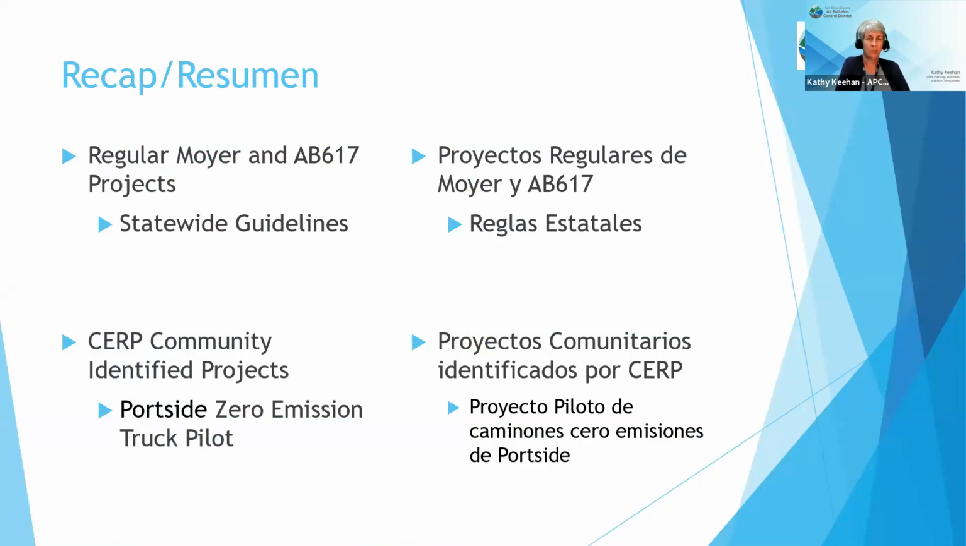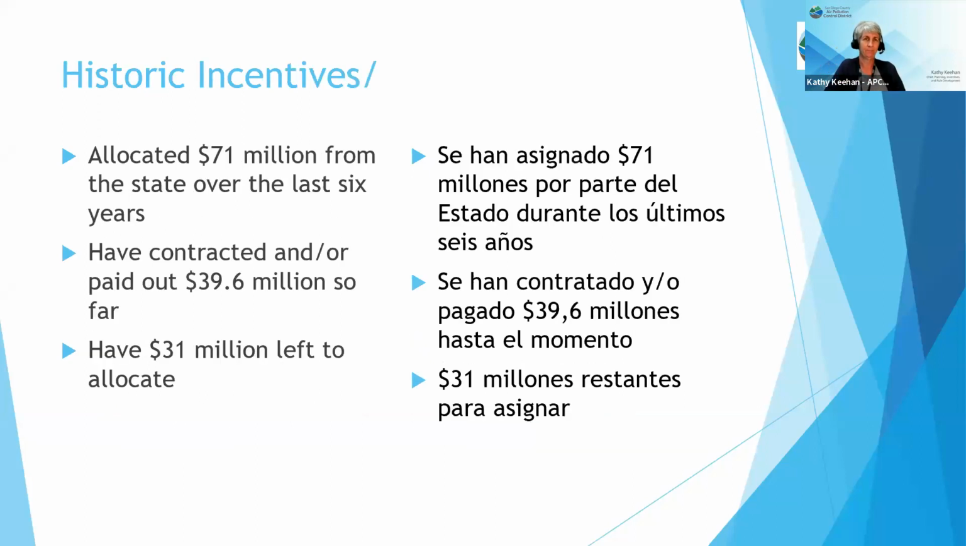So as a reminder, AB 617 incentive funding can fund two types of projects. One is our regular Moyer and AB 617 traditional projects, where we replace diesel engines and machines with cleaner ones. The second is specific projects that are identified in the Community Emission Reduction Plan. So, for example, this year includes the Portside Zero Emission Truck Pilot Project, which we're going to hear a little bit more about. Next slide, please.